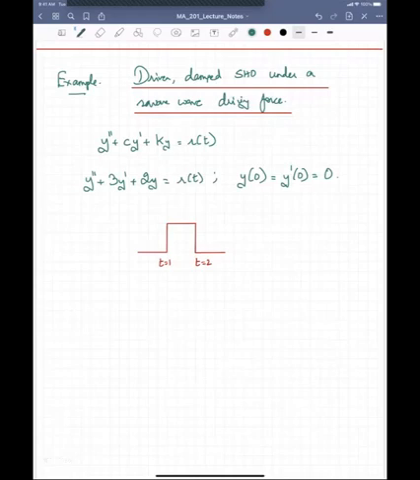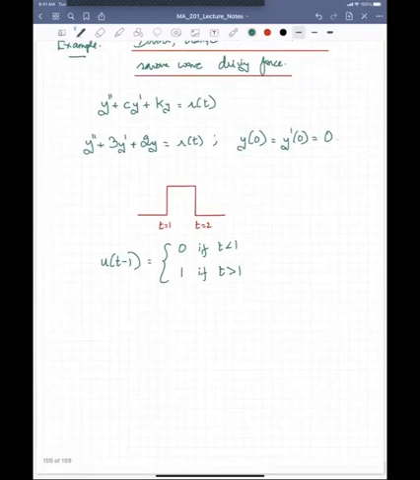Well, if I simply model this as u of t minus 1, what is u of t minus 1? Well, u of t minus 1 equals 0 if t is less than 1 and 1 if t is greater than 1. So I want this function to be 1 for t greater than 1, but I don't want it to be 1 for all t greater than 1. I just want it to be 1 for t equals 1 to t equals 2, nothing more. So this u of t minus 1 itself doesn't work, because u of t minus 1 is basically this guy.